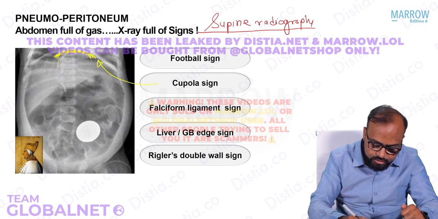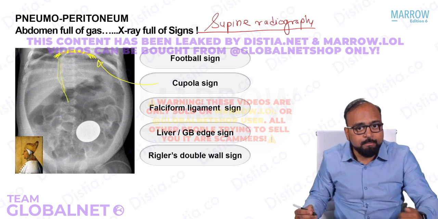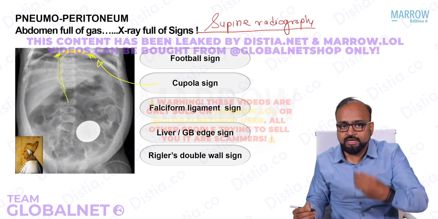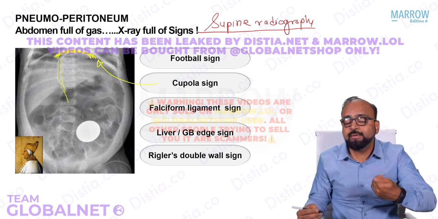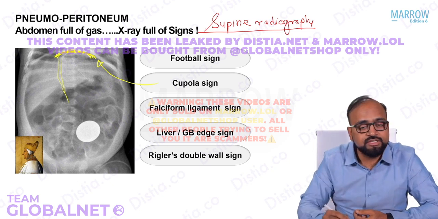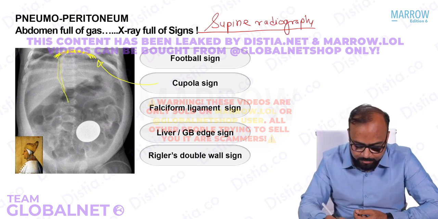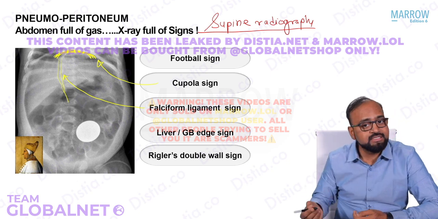Now see here, can you see these two lines here? This is nothing but the falciform ligament. Normally it is not seen, but the falciform ligament is a peritoneal bilayer, a peritoneal fold, so it is water density. In pneumoperitoneum, it is lined by air density on either side. Differential radiographic density creates a sharp margin, and therefore we are able to see the falciform ligament as a sharp margin. That is given a name, the falciform ligament sign.